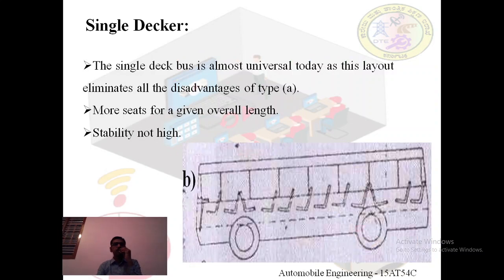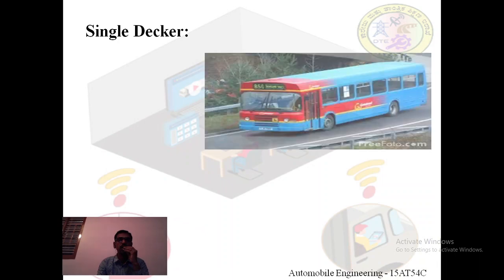Next, single decker buses. A single deck bus is almost universal today, as this layout eliminates all the disadvantages of type A. Type A means classical or normal buses. There are more seats for a given overall length in a single decker, but stability is not so good in this type of bus. You can see the single decker buses.